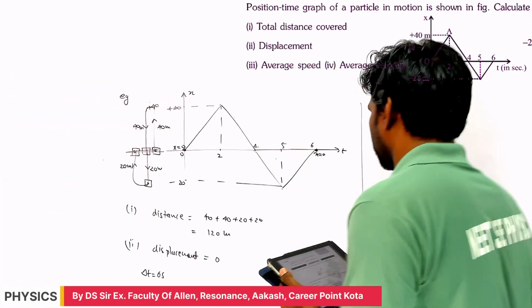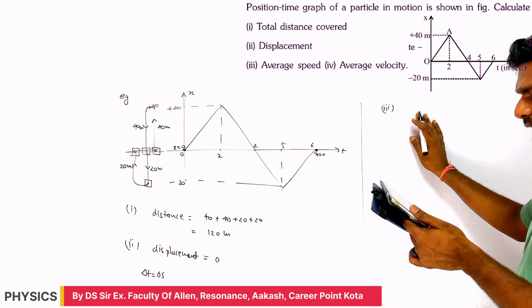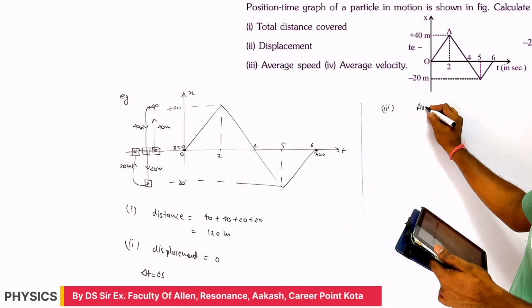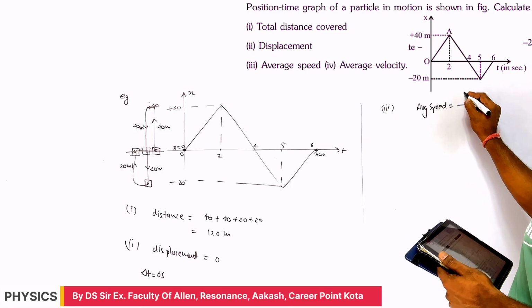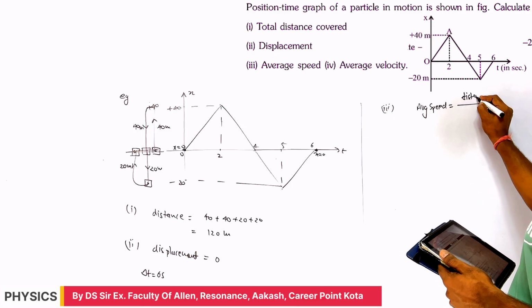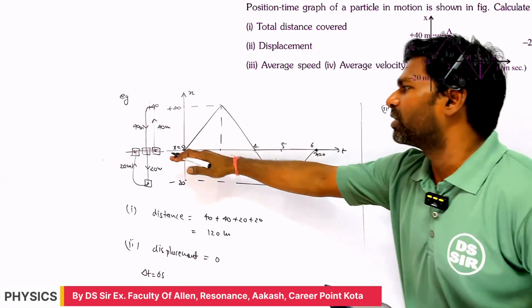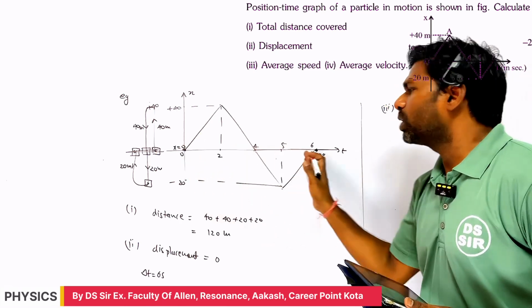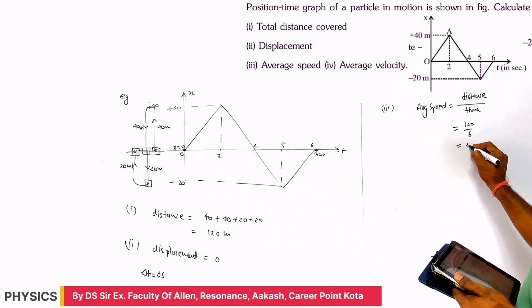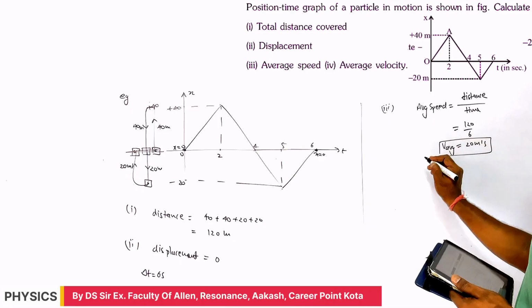In the third part, what are they asking? They are asking the average speed. What is the average speed? Total distance divided by total time. How much distance is covered? The distance covered is 120. And what is the total time it takes? 6. So 20 meter per second is the average speed. Is it clear or not?